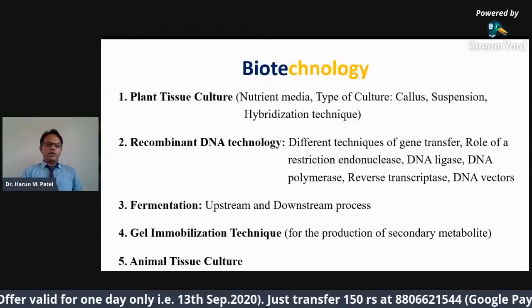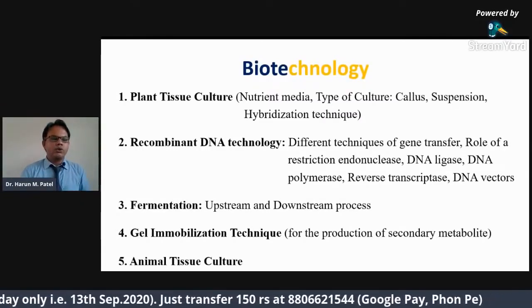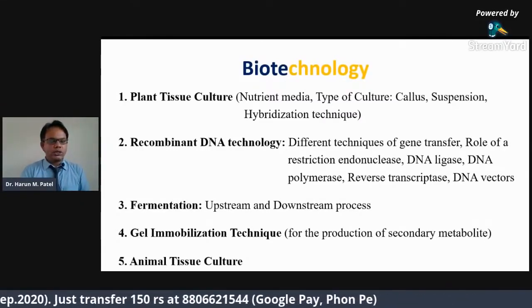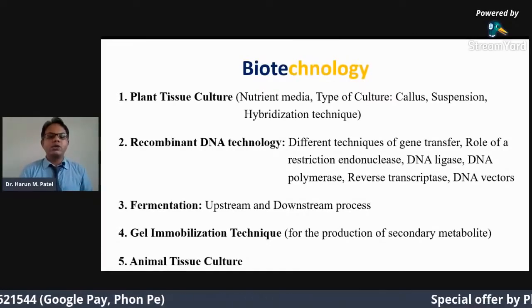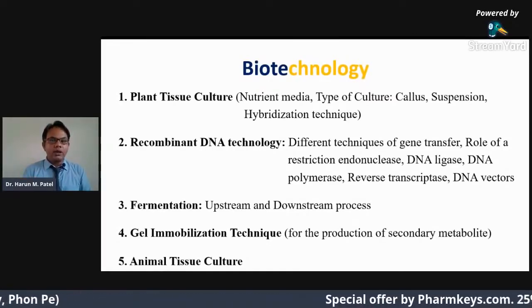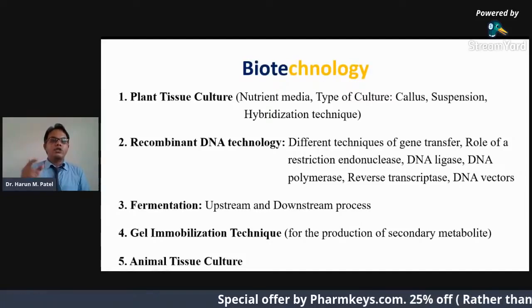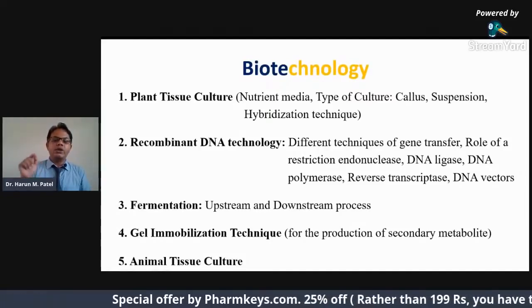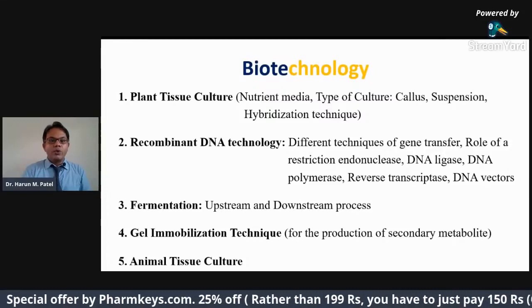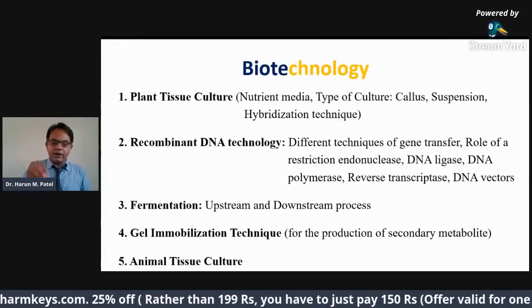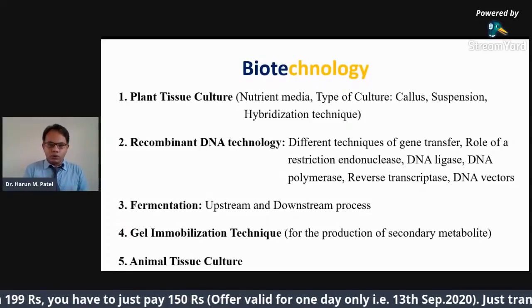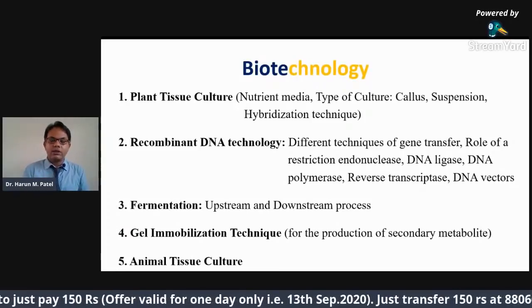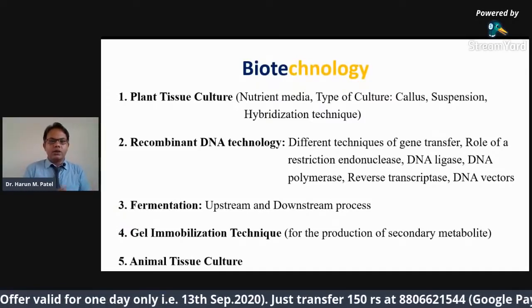Coming to biotechnology, these are the 2 most important chapters: plant tissue culture and recombinant DNA technology. In plant tissue culture, you must read the constituents of nutrient media. Several times there is a question on which is the source of energy in nutrient media, whether it is glucose or fructose, and which kinds of hormones are added into the nutrient media, which are responsible for cell division and which are responsible for growth of the plant. Such kinds of questions are normally asked about the nutrient media.